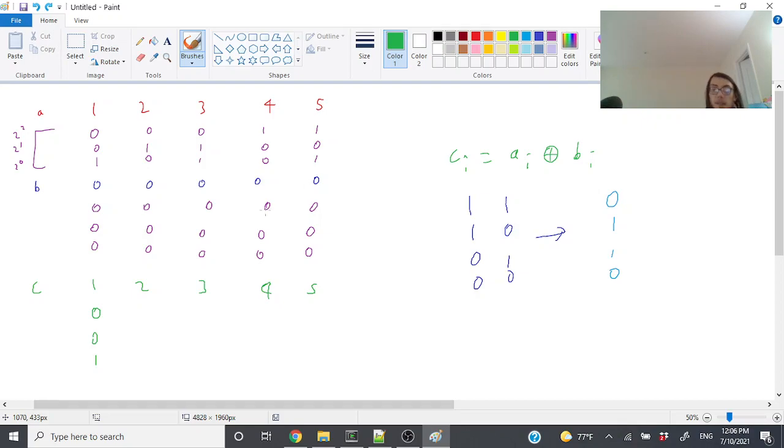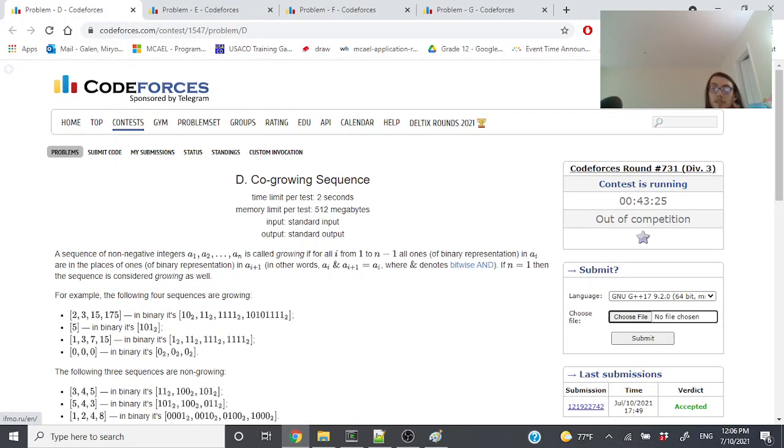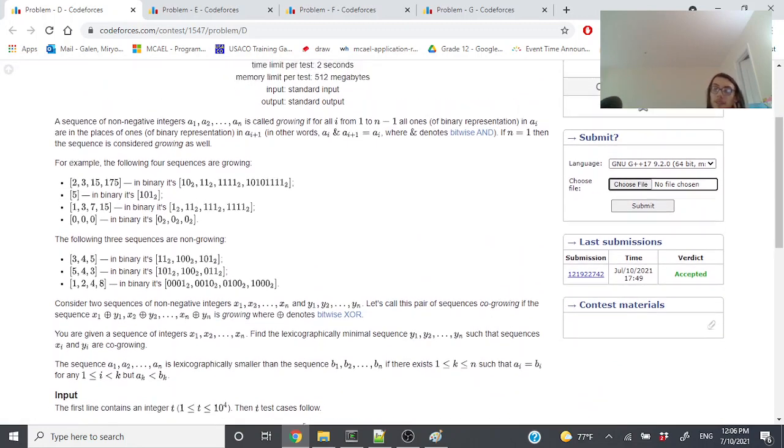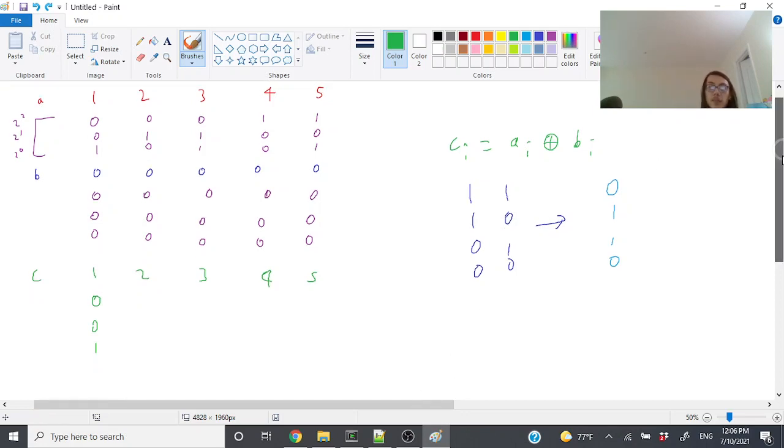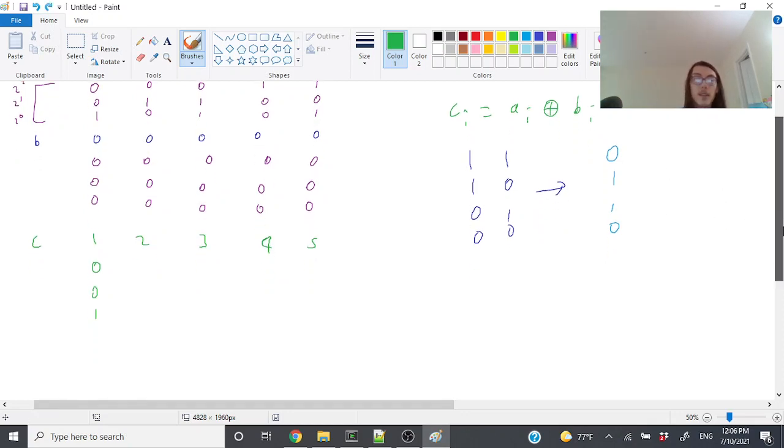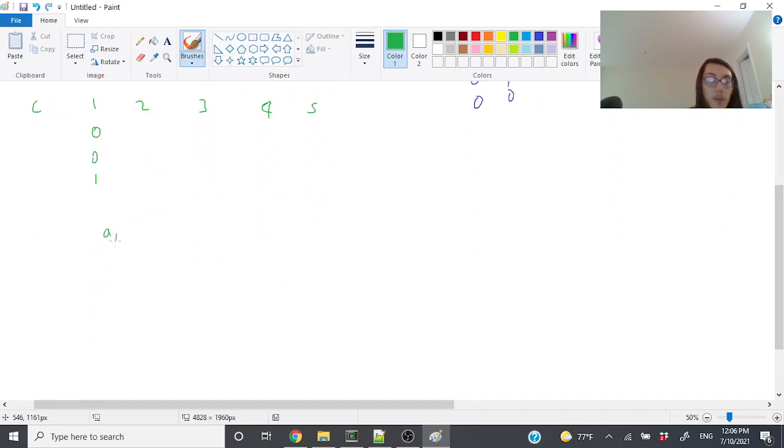Now, this is all introduction, this is just definitions. What we actually want to do is construct a sequence C so that the sequence is increasing in their terminology. The way to define increasing is we're considering elements A1 and A2. If we write A1 in binary and we write A2 in binary, then for every one bit that A1 has, A2 must also have that 1 bit.